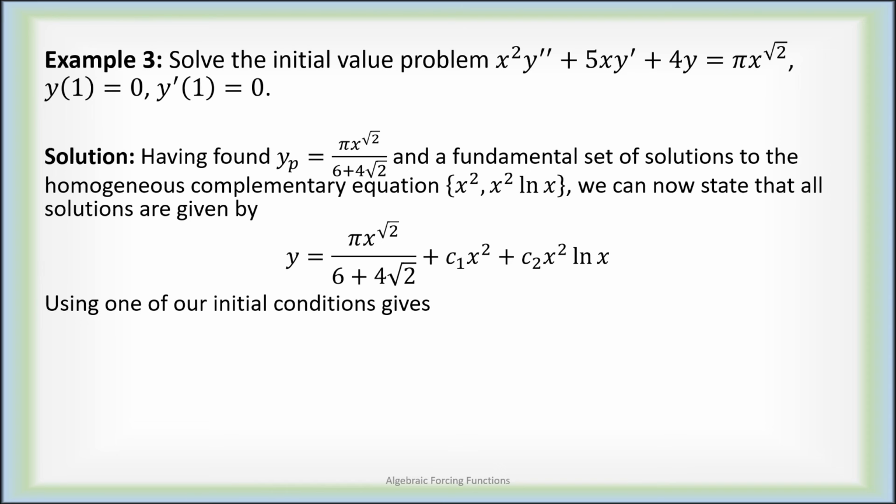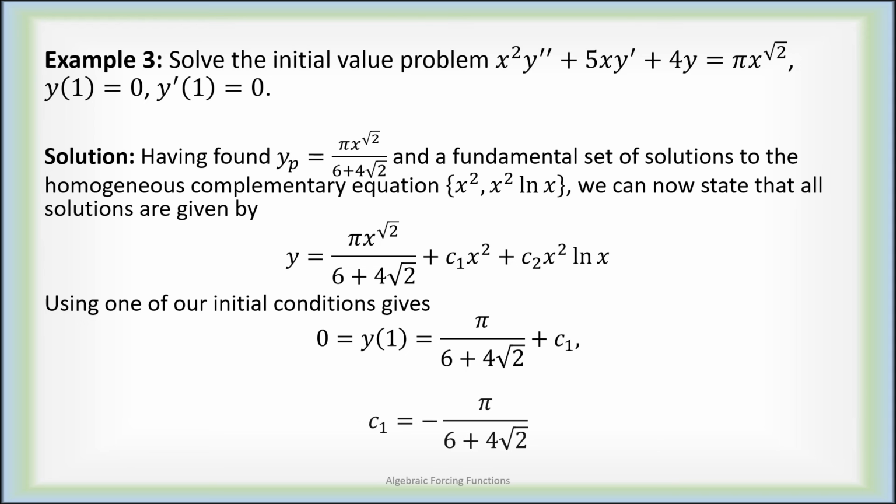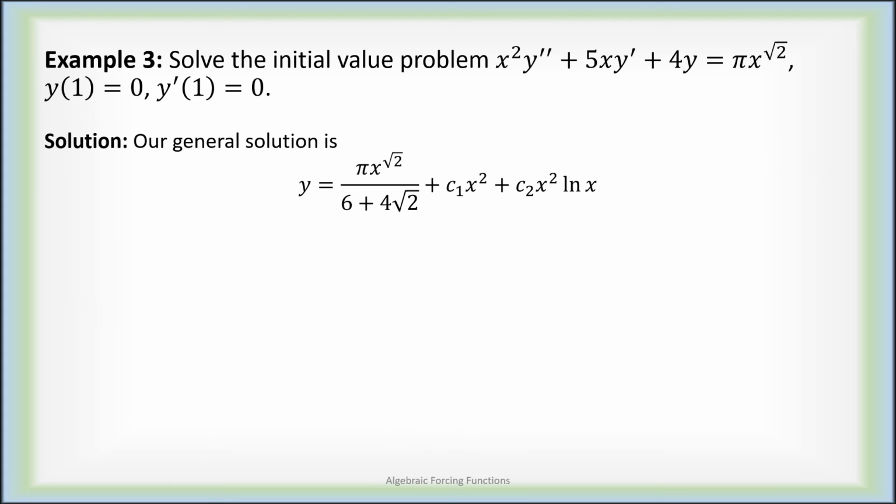Let's take a look at y of 1 equals 0. Well, if y of 1 is 0, I just substitute 1 for x, and log of 1 is 0, so this term vanishes. Here I get c1 times 1. 1 to the root 2 is just 1. And if y of 1 is 0, my left is 0. This allows me to solve for c1 quite directly. There it is. c1 must be negative pi over (6 plus 4 root 2). So we have found our general solution.